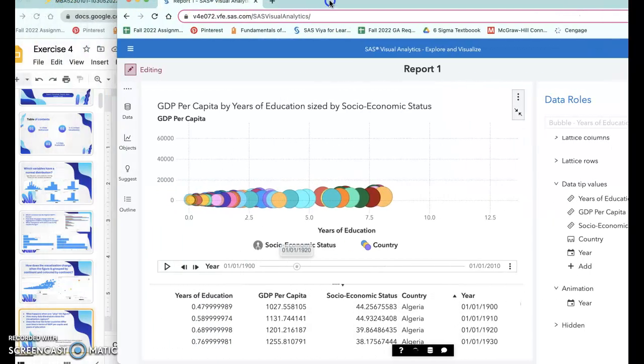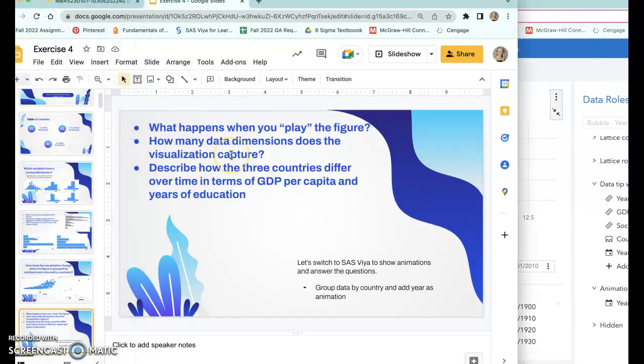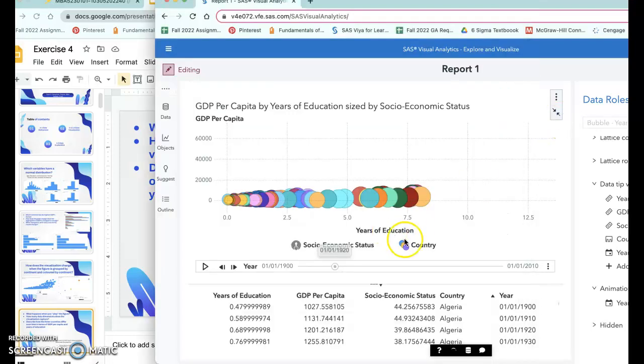So the next question for this: how many data dimensions does the visualization capture? So this measures country, socioeconomic status, years of education, and GDP per capita. So 1, 2, 3, 4.